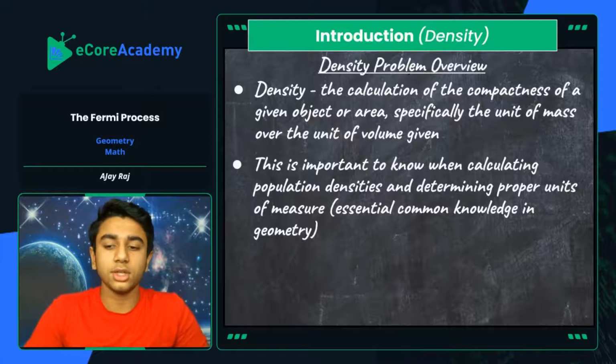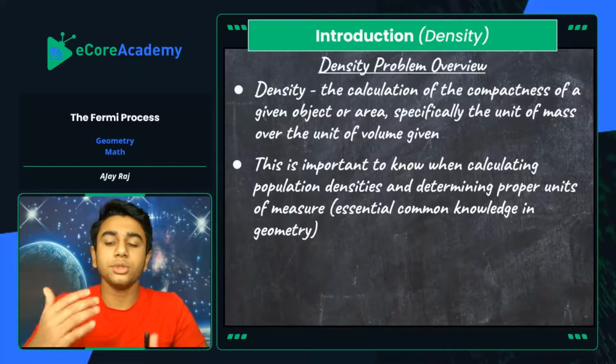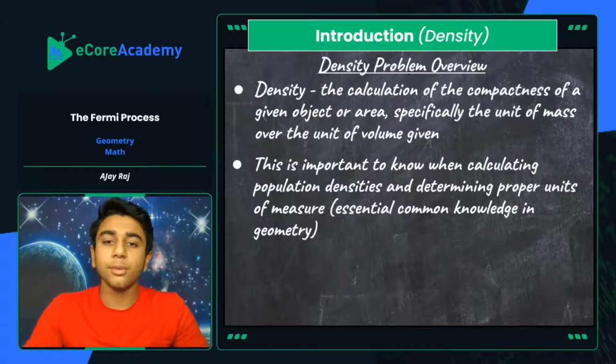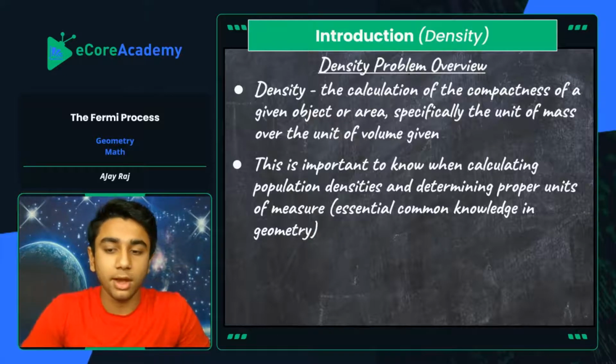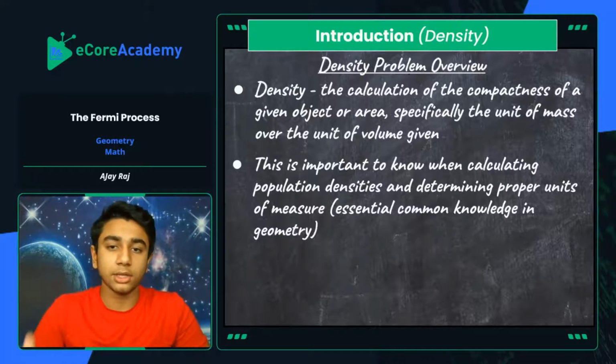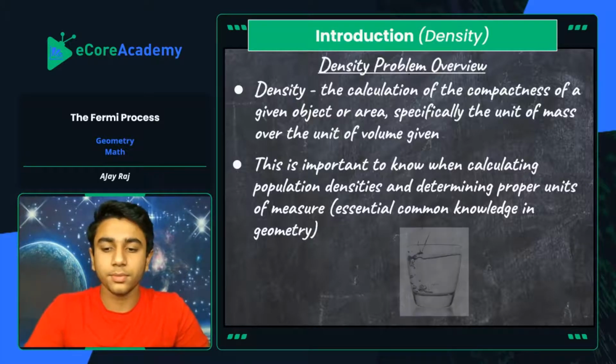So not just population densities, when it comes to absolutely anything, small objects to larger volumes or even correlated volumes. It's essential common knowledge in geometry. This helps you determine what proper units of measure you need to calculate in order to properly and accurately convey your message. In geometry, we're always calculating distance, area, volume, any sort of space taken up. So we need to be able to represent that in proper units of measure. It's always important to do so in order to be as exact and as precise as possible when giving instructions in the forms of reasoning.